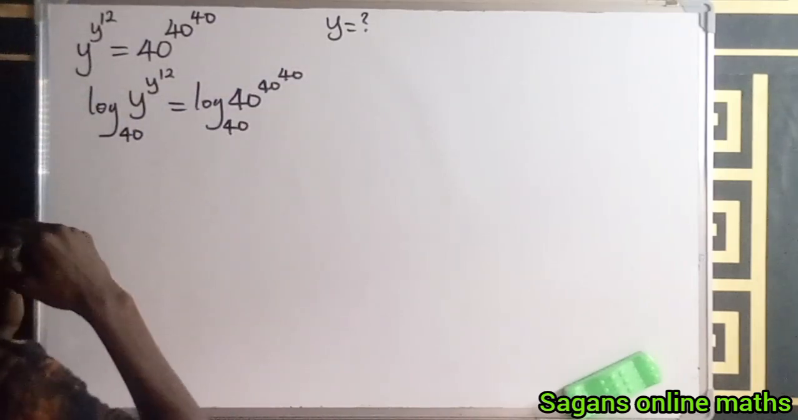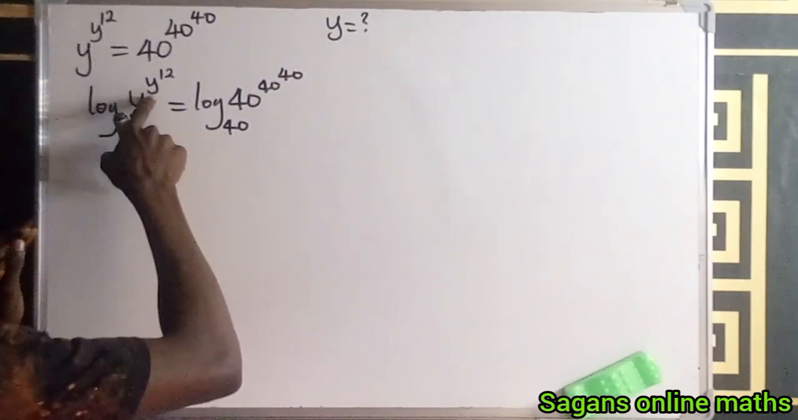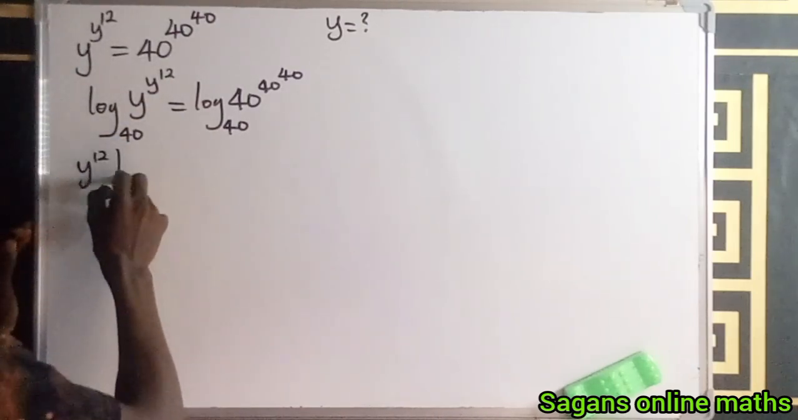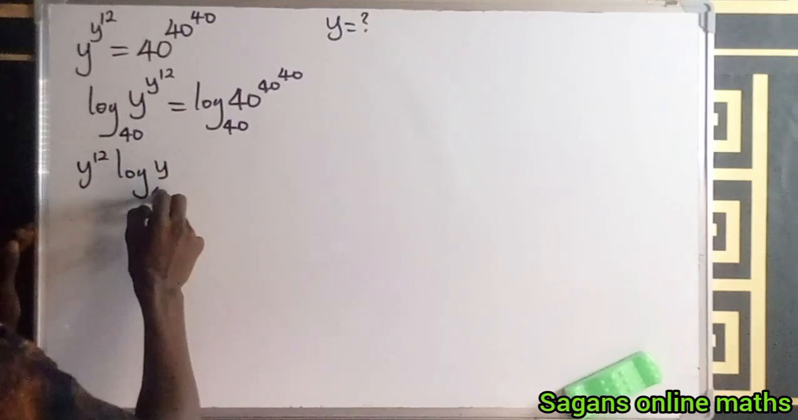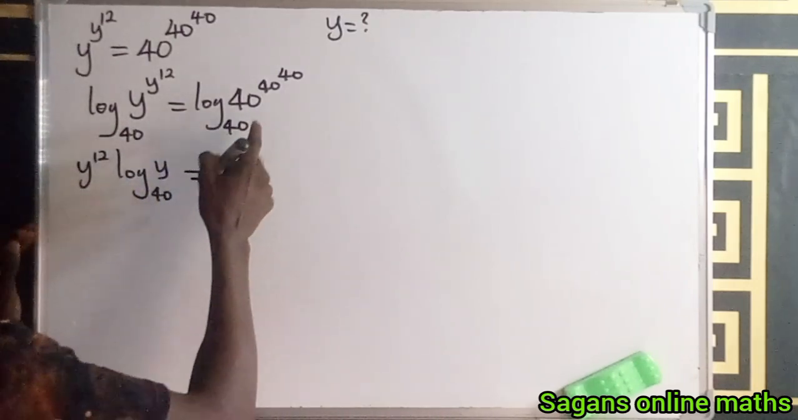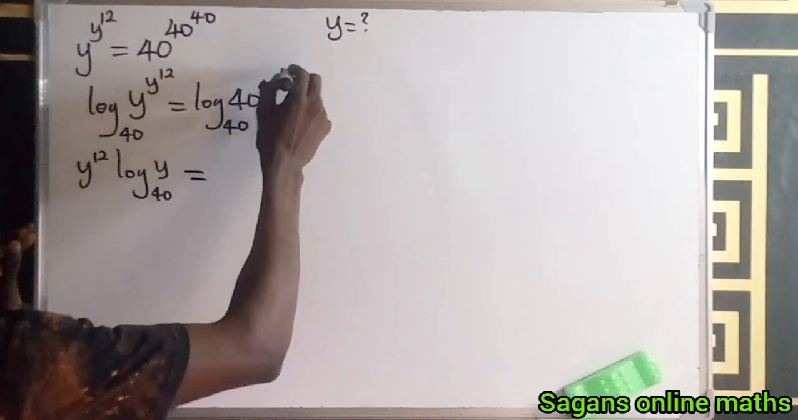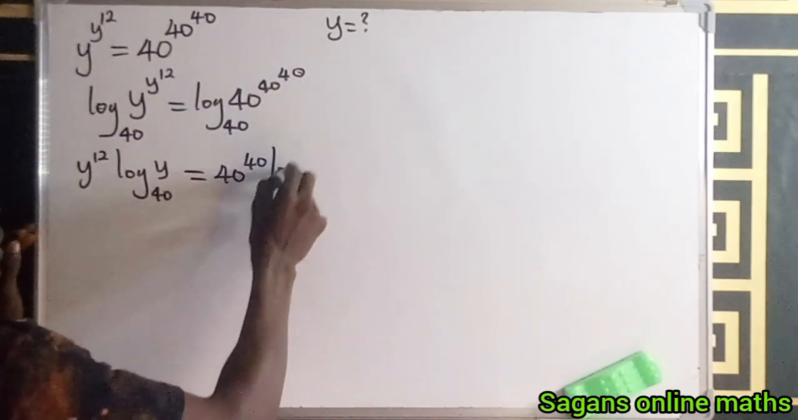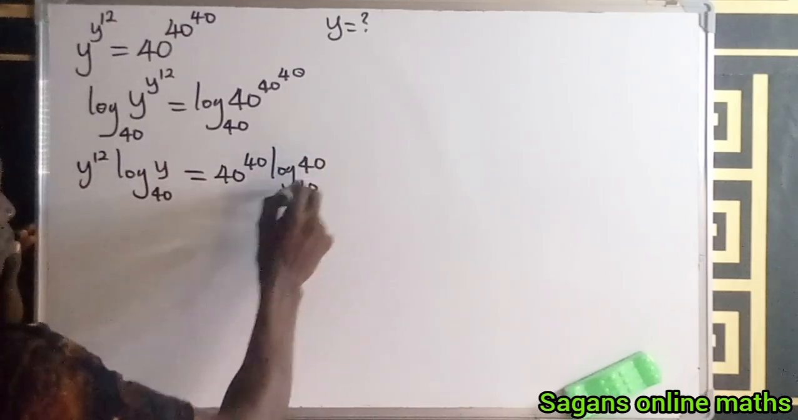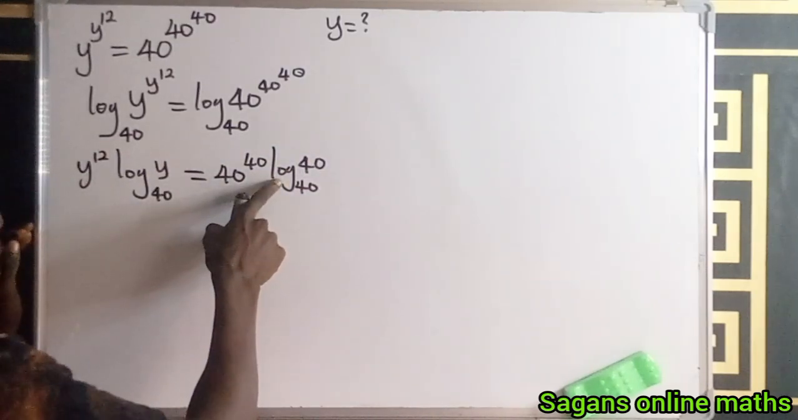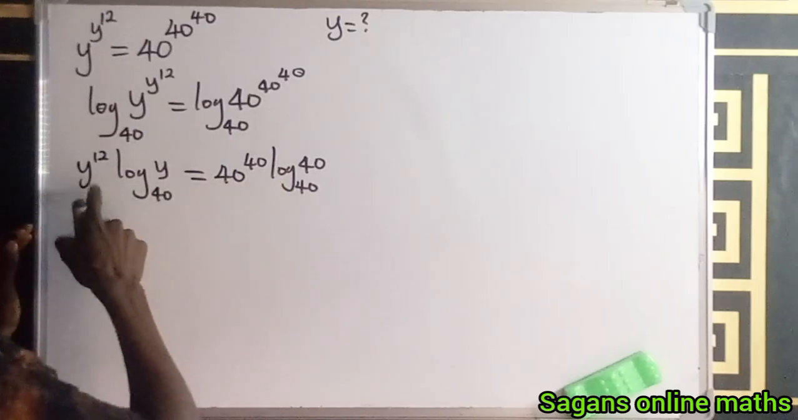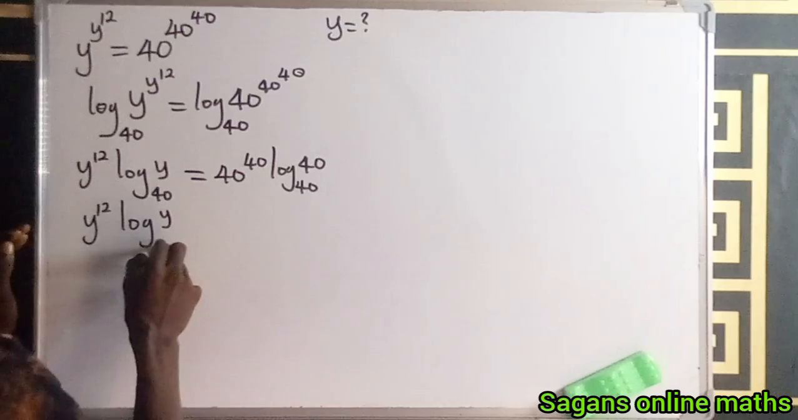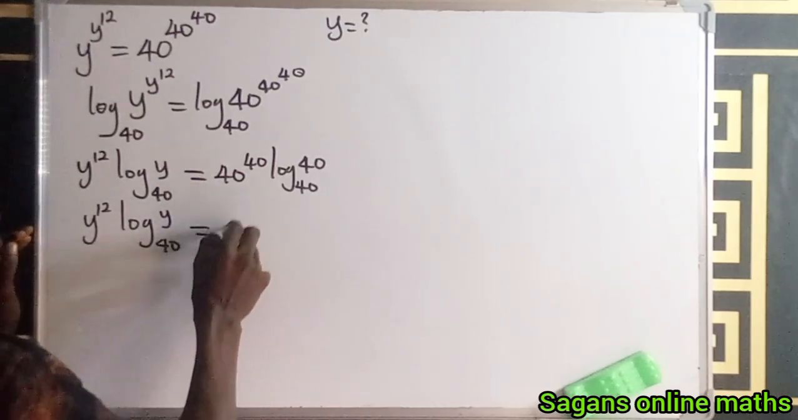Now, if you obey the properties of logarithm very well, this y to the power of 12 can go back here to become y to the power of 12 multiplied by log y base 40, equals 40 to the power of 40 log 40 base 40. Now this will just give us 1 by obeying the properties of logarithm, right? Here, y to the power of 12 multiplied by log y base 40 equals 40 to the power of 40.